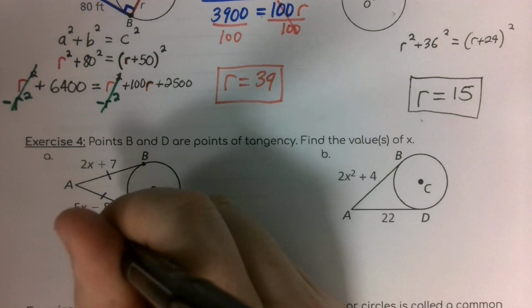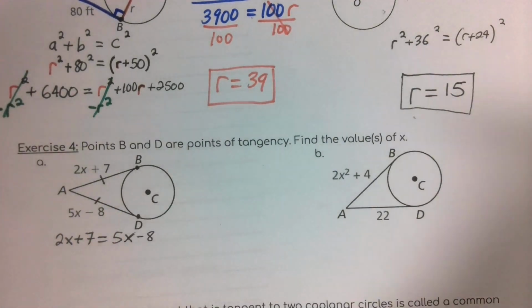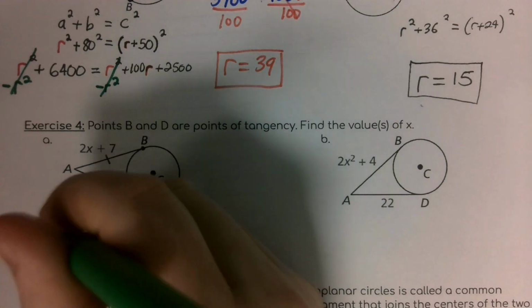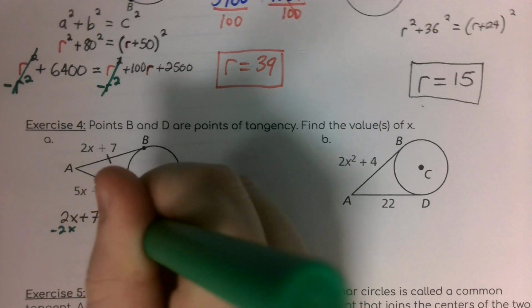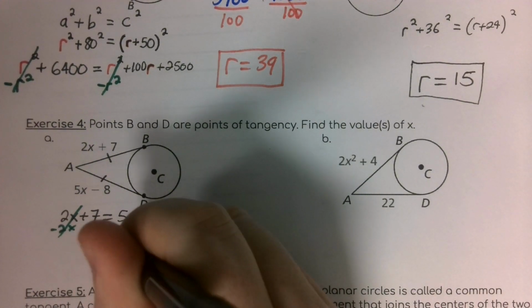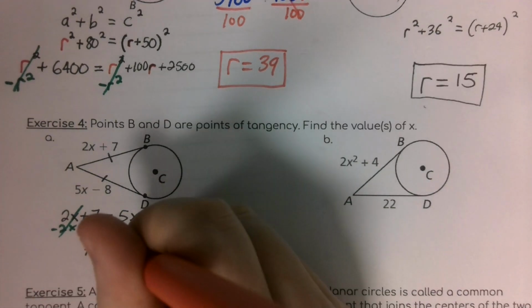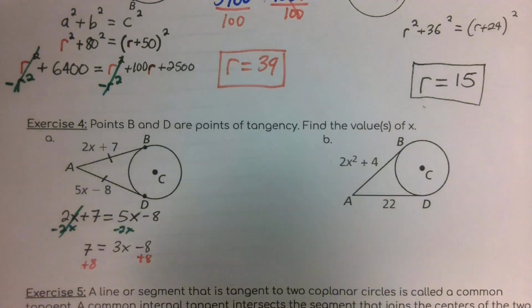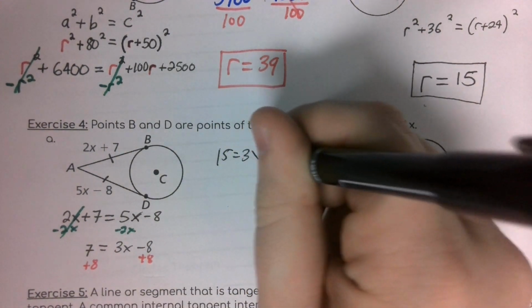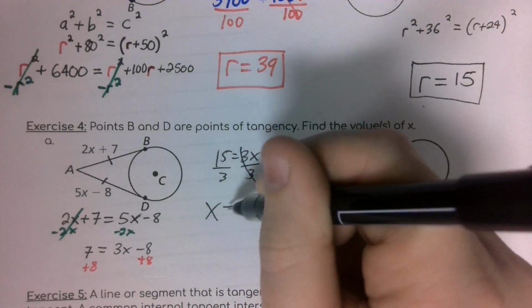And anything that is congruent has equal measures. So we can say 2x plus 7 equals 5x minus 8 because they are congruent to each other. And that means we can now solve. We can subtract 2x from both sides, giving us just 7 equals 3x minus 8. We can then continue by adding 8 to both sides. When we do that, we get 15 equals 3x. And last but not least, we can divide both sides by 3 to get x equals 5.